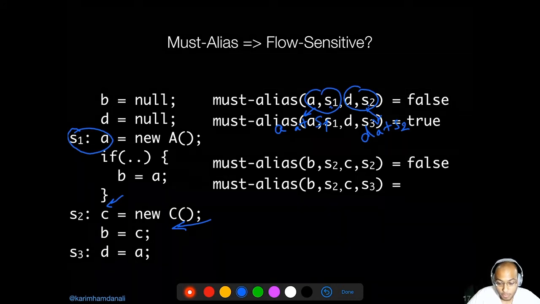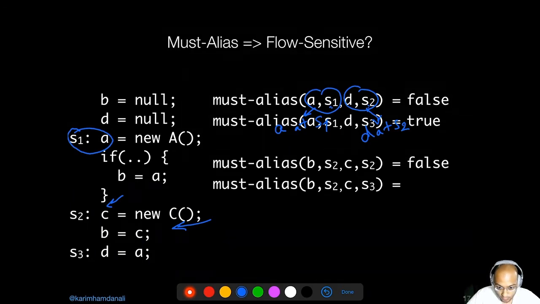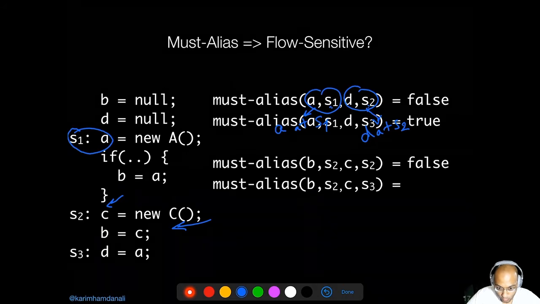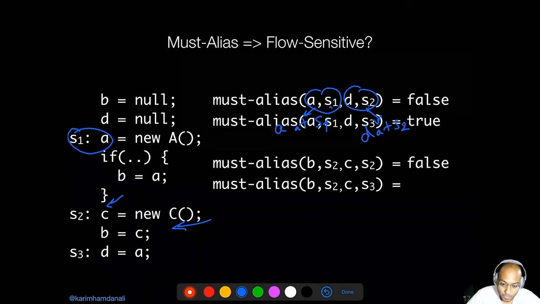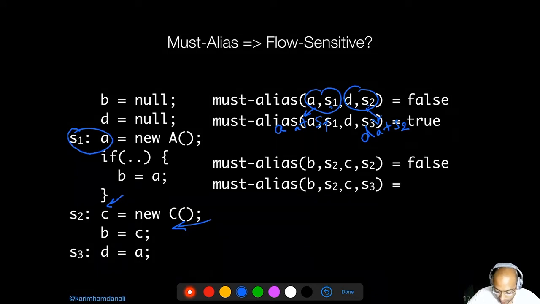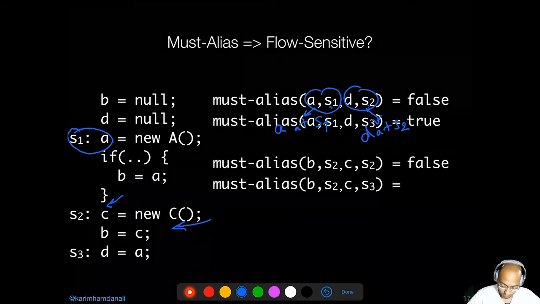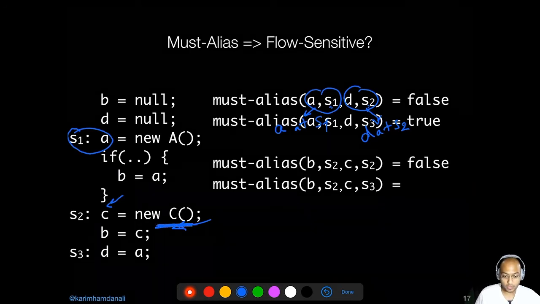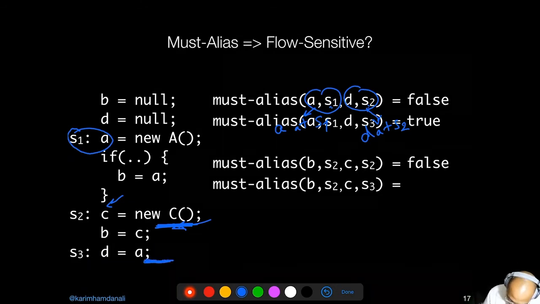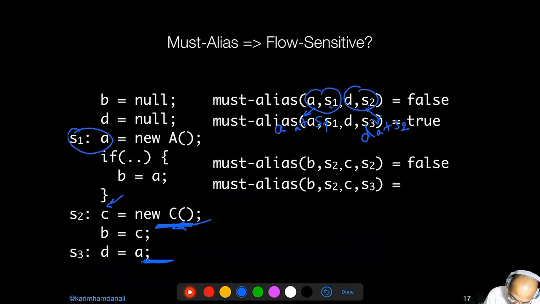Exactly. Is that clear to everyone? So even though the assignment statement B equals C is there, we still cannot say this is a must alias. This must alias relationship is false, because there exists a point in the program where B at S2, right at this point, so before executing the statement, is not the same as C after S3, right after executing the statement.